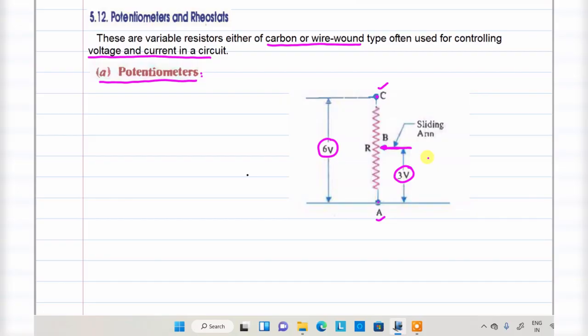Whenever we slide this arm, that particular arm we are moving, then you can control the voltage. So we can control the voltage by moving the B terminal in this case, right? Based on your requirement you can move.